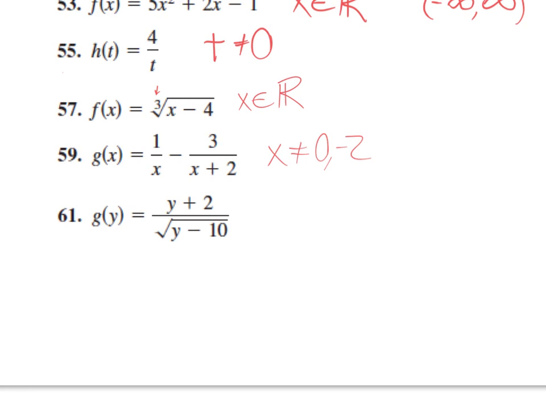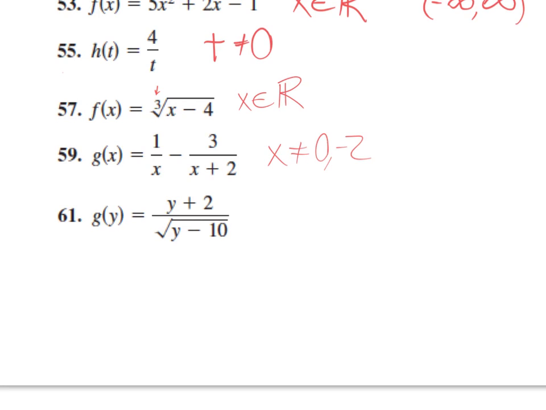But it says y. It doesn't say x. What is our independent variable in this case, though? Y. Okay? This is why I want you guys to make sure you understand that domain is dealing with the independent variable, no matter what it's called.